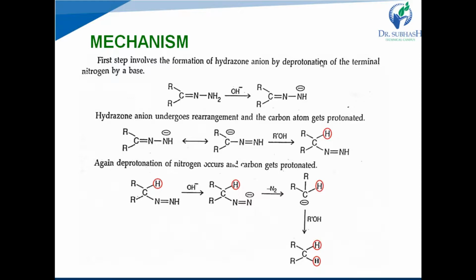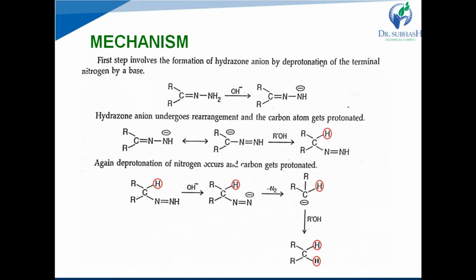See, in the terminal nitrogen again there is one hydrogen atom. Again OH minus base abstracts that hydrogen in the form of proton, and negative charge will be gained by the nitrogen and forms the anion. In the next step, rearrangement of this charge and double bond occurs. That's why nitrogen gas is evolved.